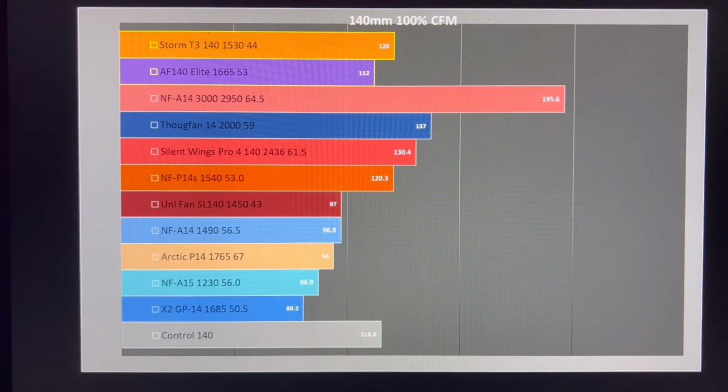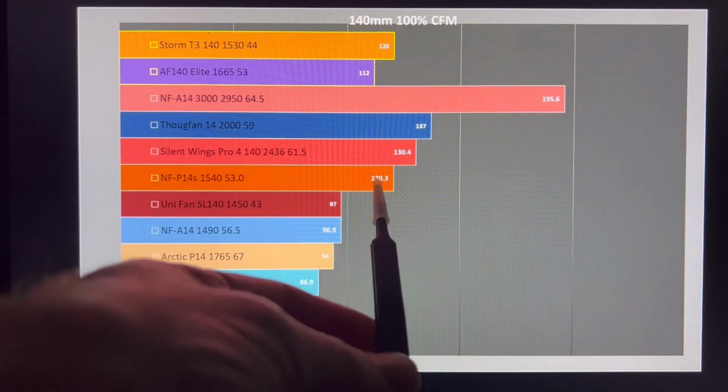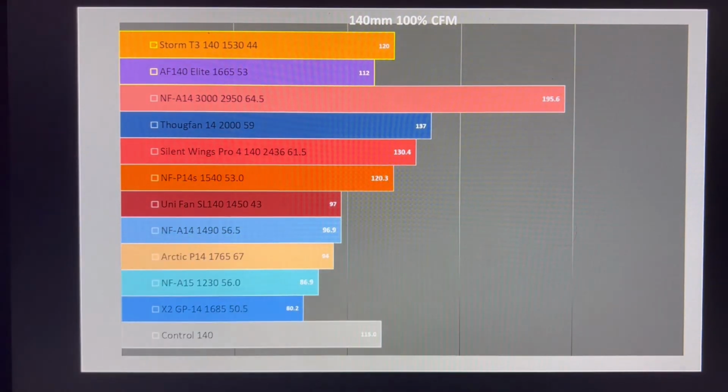The A14, it's again spinning basically twice as fast as these fans, is producing 195.6 CFM. So almost double for almost double the RPMs. Fans that have a similar RPM are like the NFP14S, and it produces functionally the same airspeed as the Storm T3.